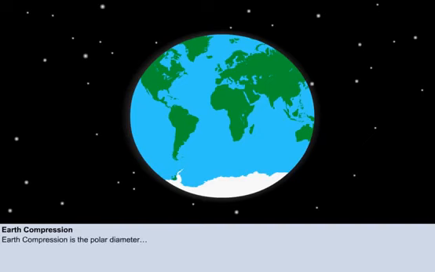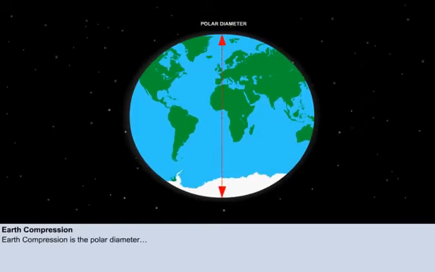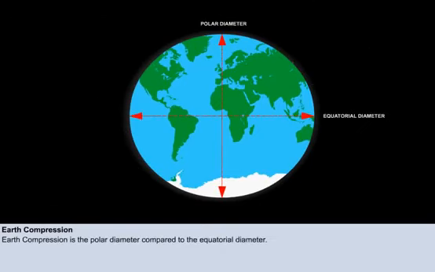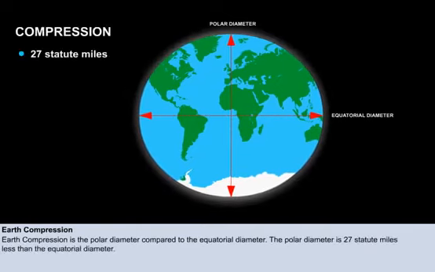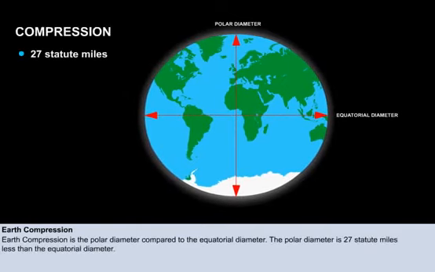The compression of the Earth is described in terms of its height, the polar diameter, against its width, the equatorial diameter. The polar diameter is some 27 statute miles less than the equatorial diameter. This equates to 23 nautical miles, or 43 kilometers. The difference between the equatorial and polar diameter can also be expressed as a percentage of the equatorial diameter, and this is 0.3%. Or as a fraction, it is 1/300th.